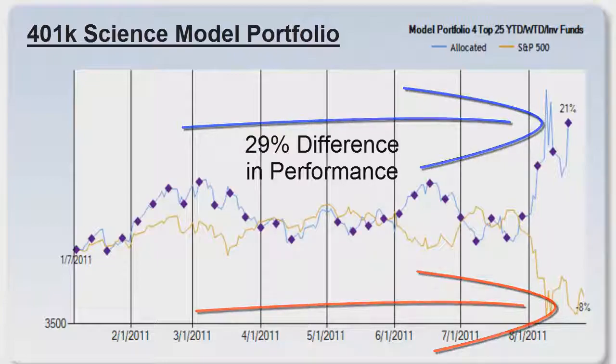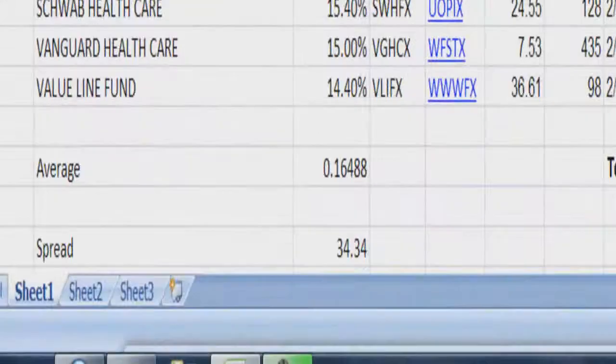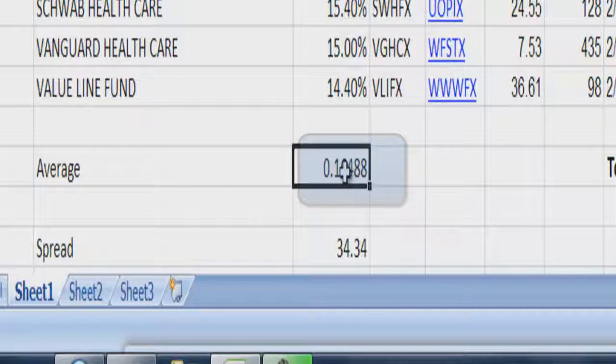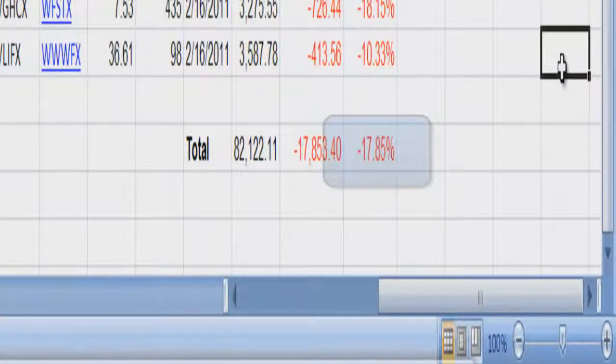Now, how much of the total difference that we could have had did we get? Well, let's go back to our spreadsheet here, and we'll go down to the bottom, and we'll see that over here on the left, our average was 16.488%. Let me click on that and change its look here. There we go. Okay, so 16.49% versus minus 17.85% over on the right in the red, meaning the spread here that we could have had was 34.34%.